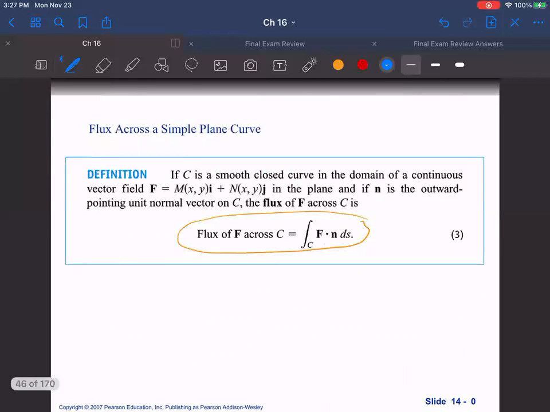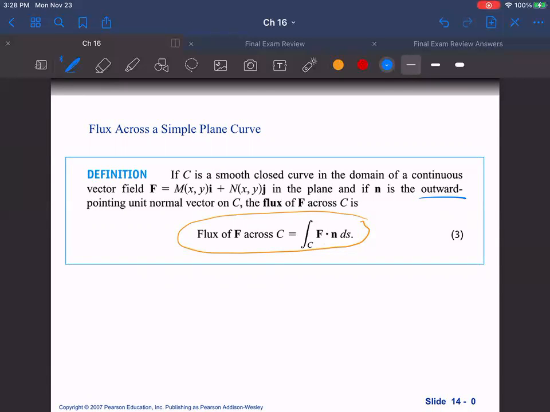All right, here, flux across a simple plane curve. So this one's going to be a little different. If C is a smooth closed curve in the domain of a continuous vector field F, M is a function of x, y in the i direction, N is a function of x and y in the j direction in the plane. And if n is the outward pointing, notice that, outward pointing unit normal vector to C, then the flux across C is defined as that flux there, the integral of F dot n.